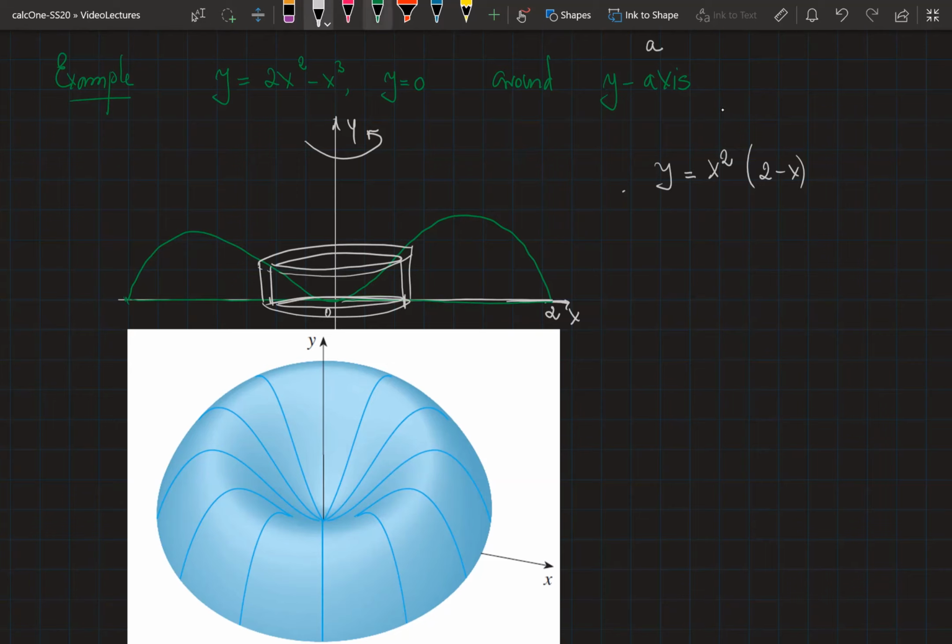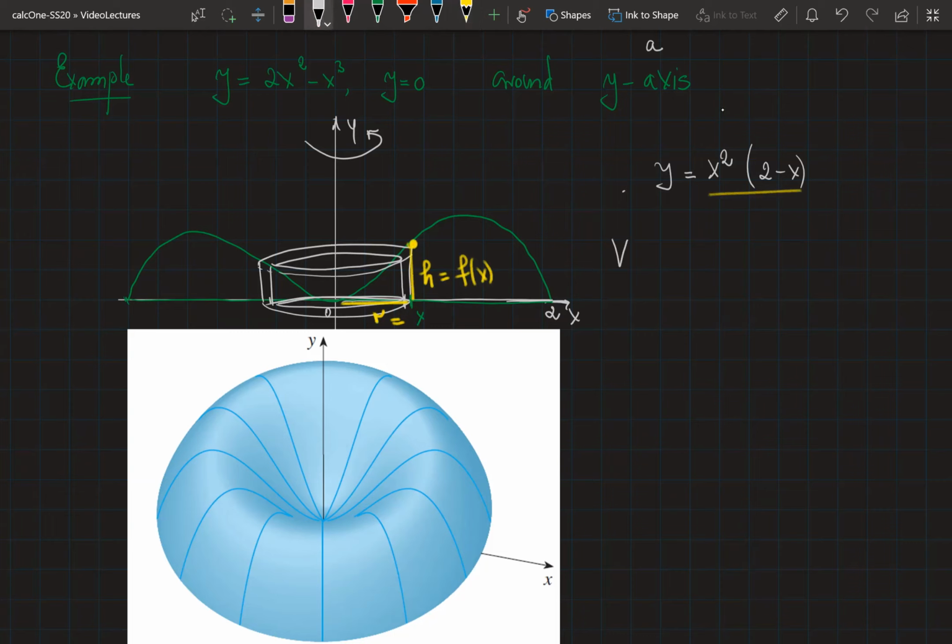So let's say I choose the point here as x. This is going to be the radius of the cylindrical shell, so the radius is equal to x. And the height of the cylindrical shell, h, is going to be equal to f of x. In our case, it's going to be x squared multiplied by (2 minus x). Basically we're given everything else.